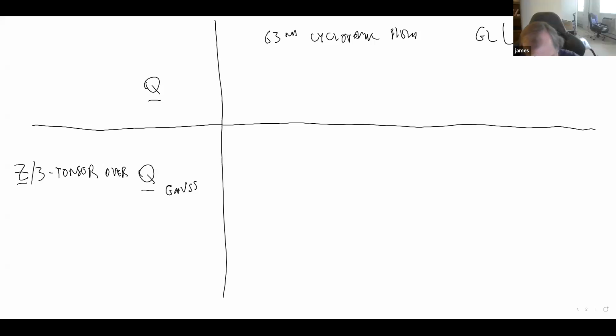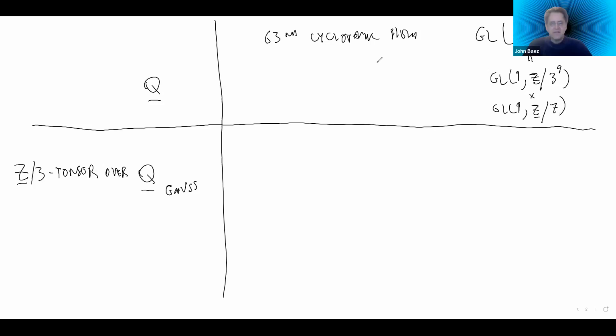All right. Already this is helpful because I was just about to note that, by the Chinese remainder theorem, this is GL1 of Z mod 9 cross GL1 of Z mod 7.